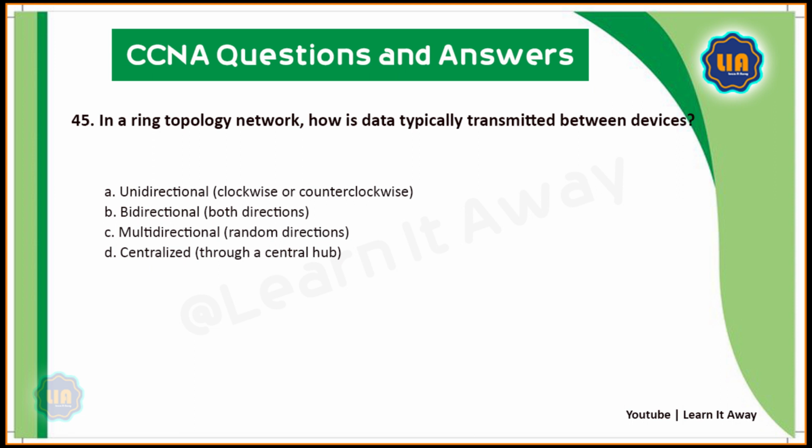45. In a ring topology network, how is data typically transmitted between devices? A. Unidirectional, clockwise or counterclockwise. B. Bidirectional, both directions. C. Multidirectional, random directions. D. Centralized, through a central hub. Answer. A. Unidirectional, clockwise or counterclockwise.